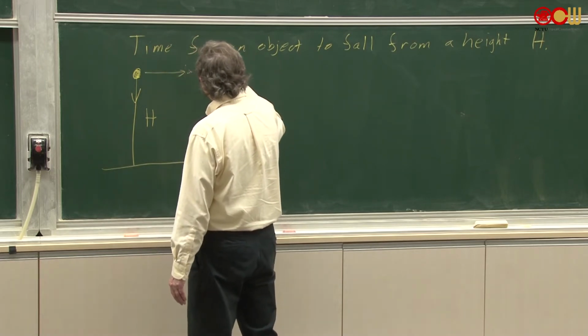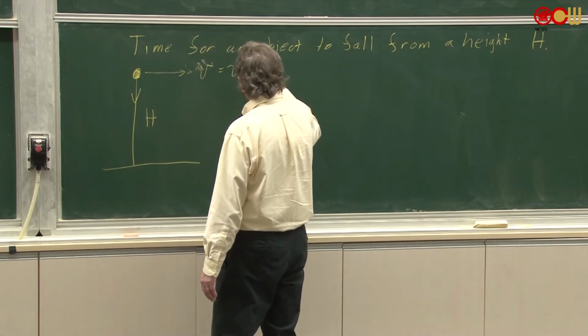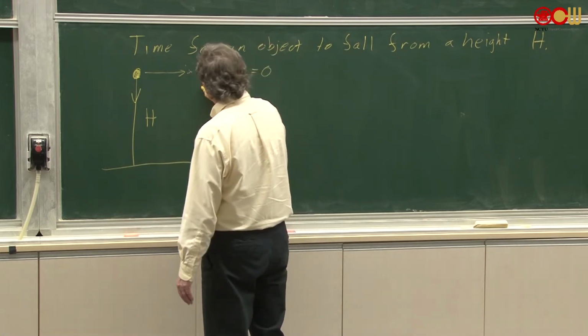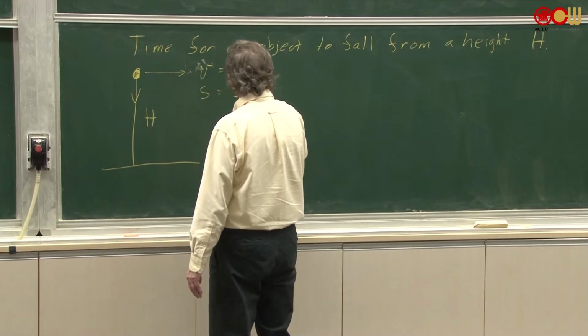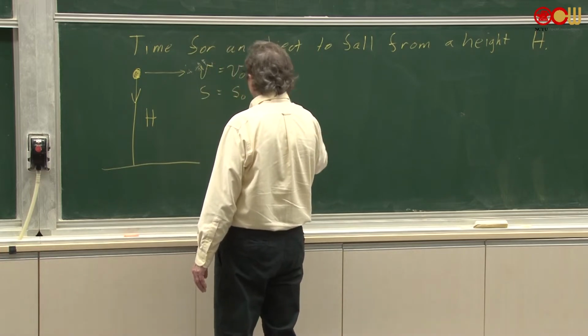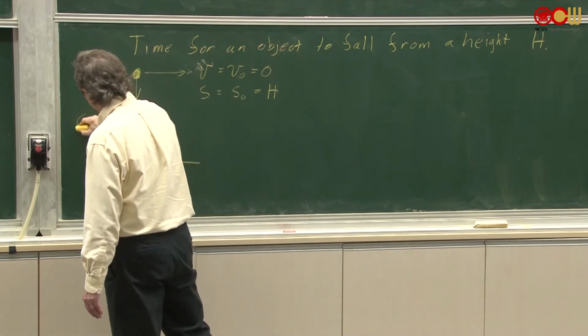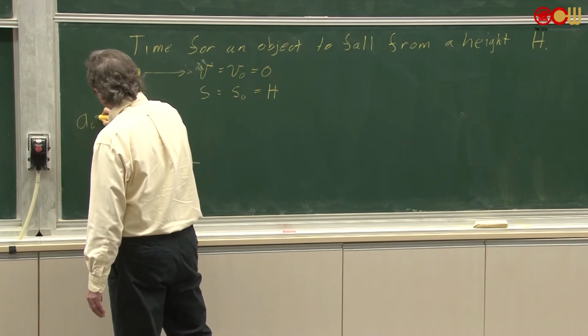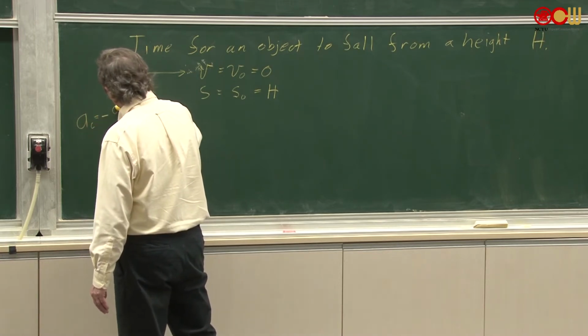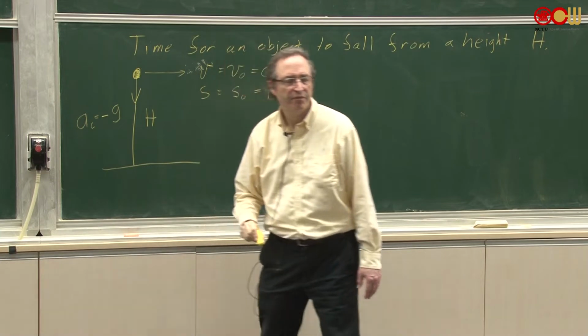So it's good to write in what we know. The initial velocity, v0, is 0. S0 is equal to h. And everywhere here, the acceleration is equal to minus g.